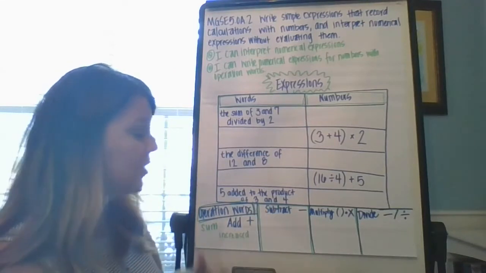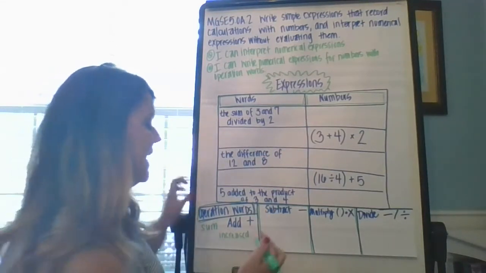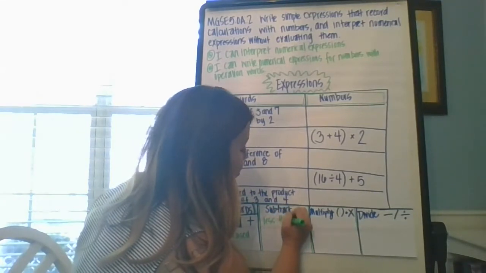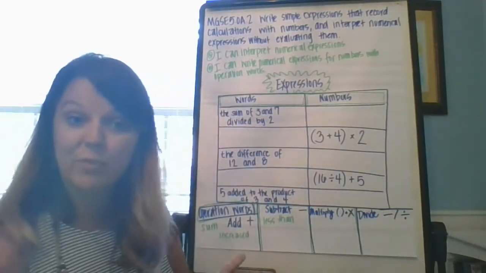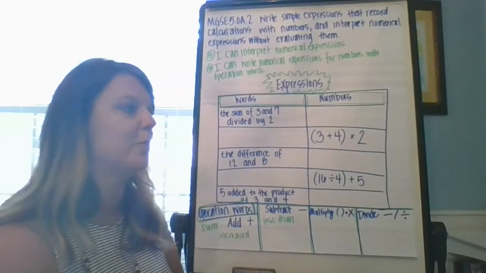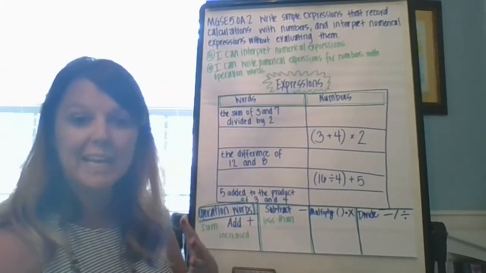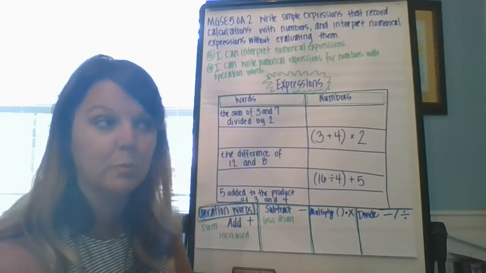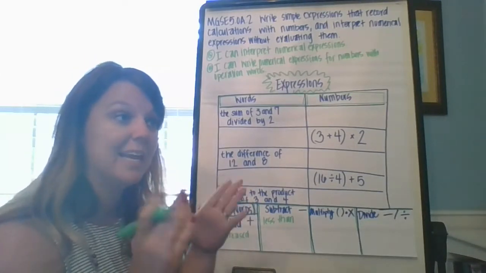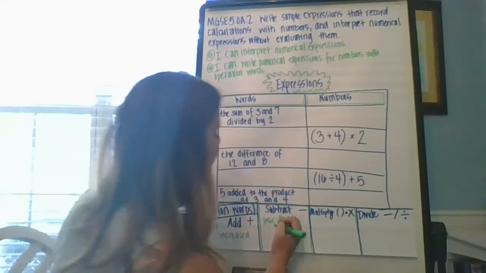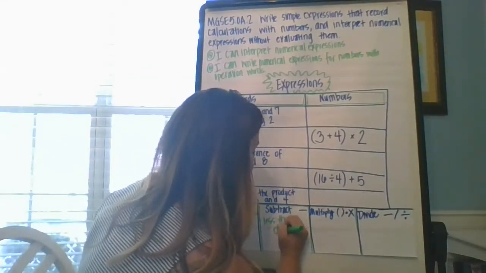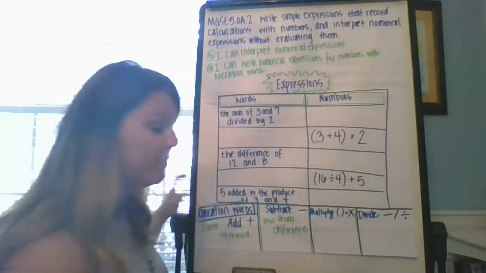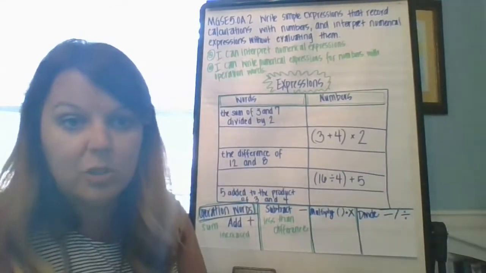All right, for subtraction, we're going to often see less than. We're going to say the difference between two numbers. So perhaps the difference between 20 and 15 would be 5 because that is the answer to that subtraction problem. It's the distance between the two numbers. So difference is very important to know and understand that when you see the word difference, that is asking you to subtract.